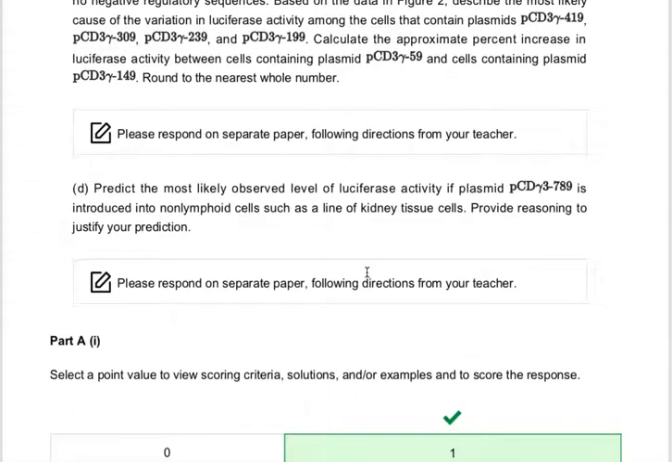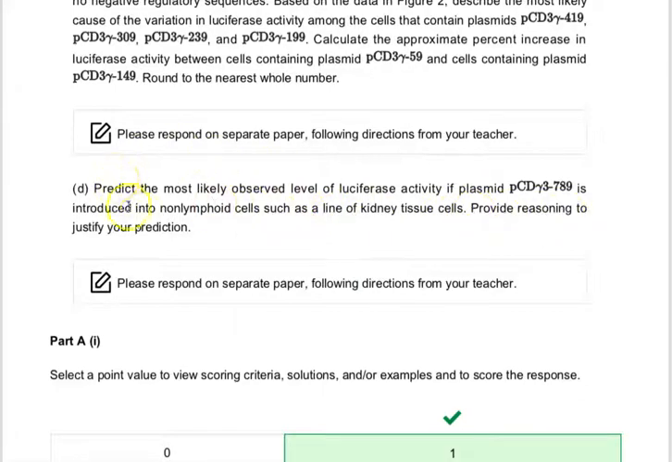Okay, predict the most likely observed level of luciferase activity if plasmid 789 is introduced into non-lymphoid cells. So non-lymphoid cells, not the T lymphocytes. And where do you introduce it? Let's say a line of kidney tissue cells. Provide reasoning to justify your prediction.